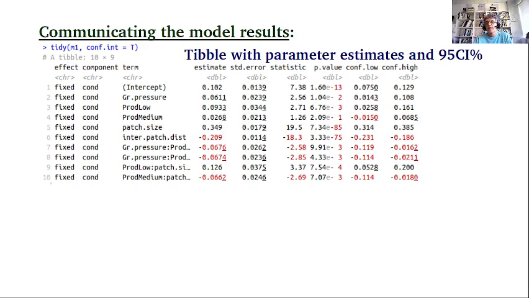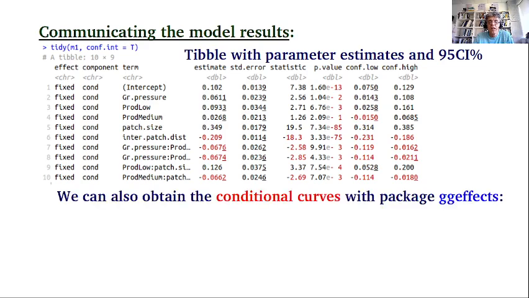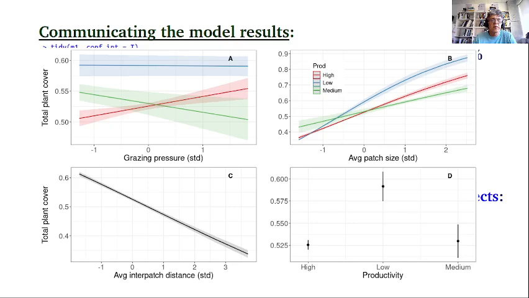So in order to communicate the results, we could show a table with the parameter estimates. This could be transformed into a plot, but this is probably less interesting than showing the conditional curves obtained with the package ggeffects. So these conditional curves show the relationship of each explanatory variable with the response variable by keeping the other explanatory variables at 0, that is, at their mean values.